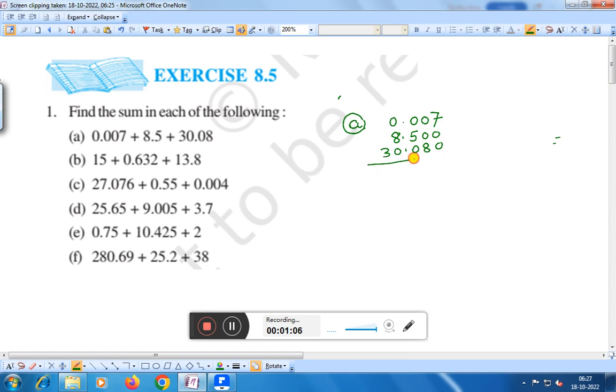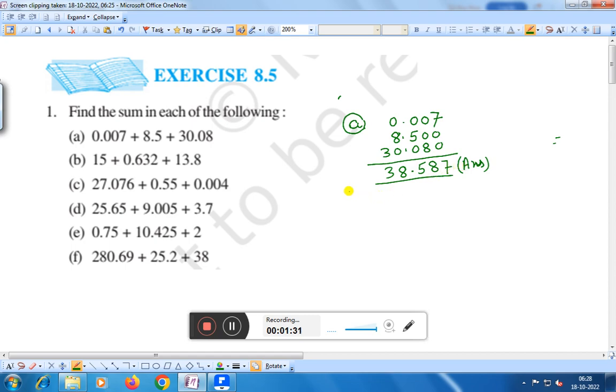Now if you add the numbers, what you are getting, you see, this is 7, this is 8, this is 5.83. This is the answer of question number A, right? 38.587. This is the answer.